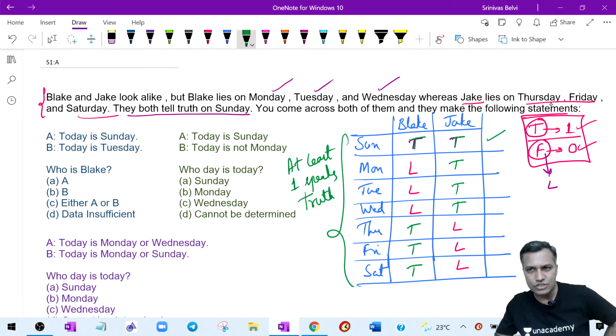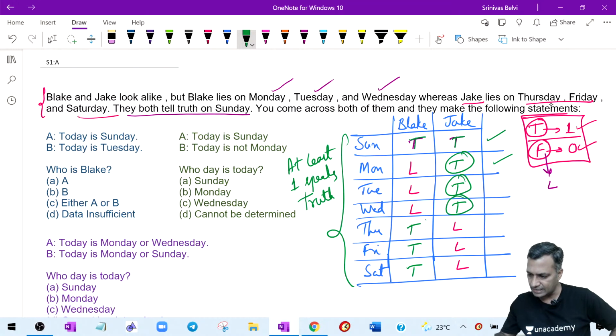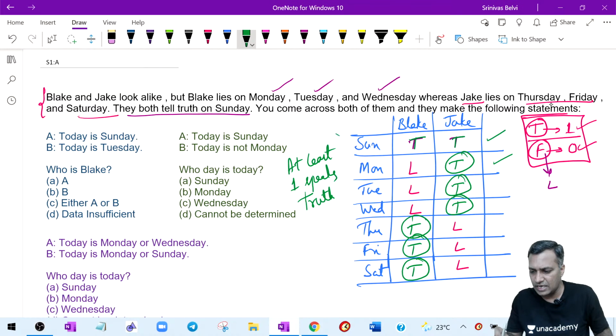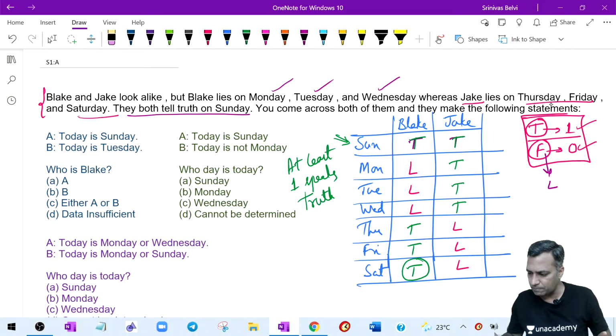Sunday, at least one of them speaks the truth. Yes. On Monday, yes, this guy speaks the truth. Tuesday, yes. Wednesday, yes. Thursday, yes. Friday, yes. Saturday, yes. Which means which day you speak to them doesn't matter. One fellow will speak the truth for sure. It might happen that, hey, what if it is a Sunday? Both of them might be telling the truth. That is the first observation to be made when this particular puzzle is presented.